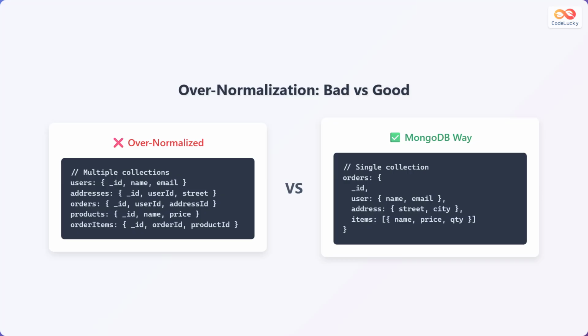On the left, we have the over-normalized example. We are having multiple collections like users, addresses, orders, products, and order items. On the right side, we have the MongoDB way. We have only one collection, that is orders. Inside orders, we have user, which contains name and email, address, which contains street and city, and items, which contains name, price, and quantity.